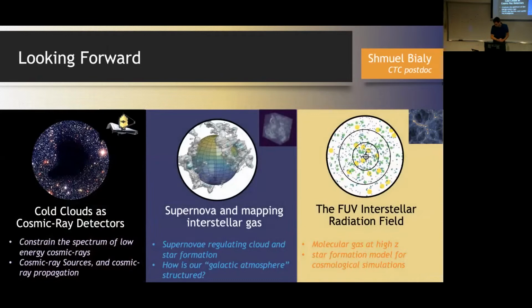So with this, I'll summarize these two directions. Called cloud as cosmic rays detector, where we may be able to use infrared radiation to constrain the population of low energy cosmic rays, their sources and their propagation modes. And supernova and 3D dust mapping, where we saw that supernova can act both as a way to destroy clouds and also to form clouds. And 3D dust is a new way in the study of the interstellar medium that will help us reveal the structures and supernova acting on molecular clouds in the ISM.